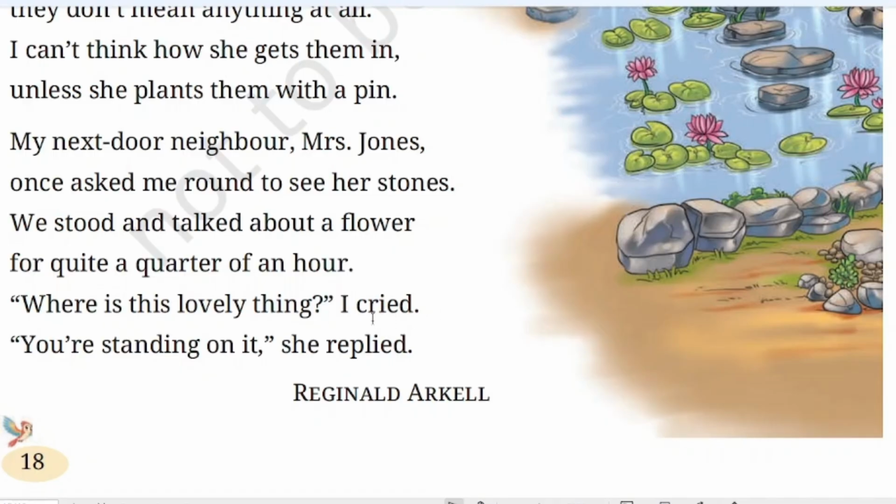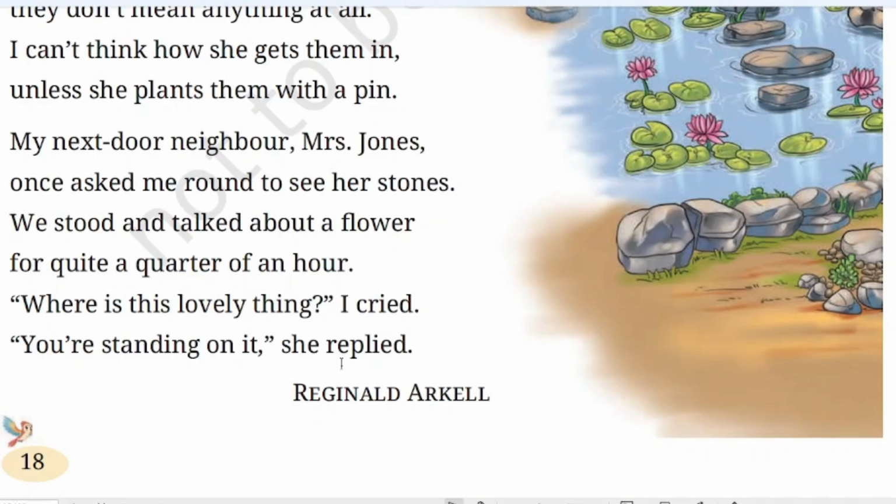"I cried" means he was asking. He was curious and confused. The speaker was curious and confused. He finally asked her, where is it? Where is it about which they were talking? You are standing on it, she replied. And what did she say? She humorously replies, he is standing on it. That is on the floor which they were talking about. The flower is so small that he didn't even notice.